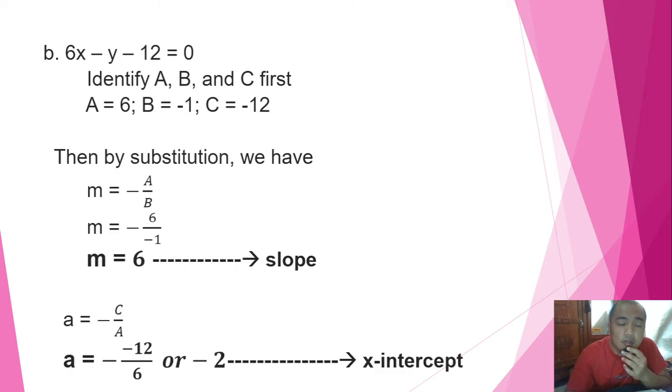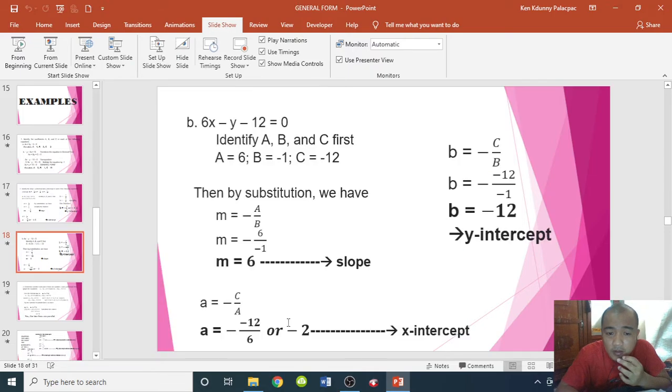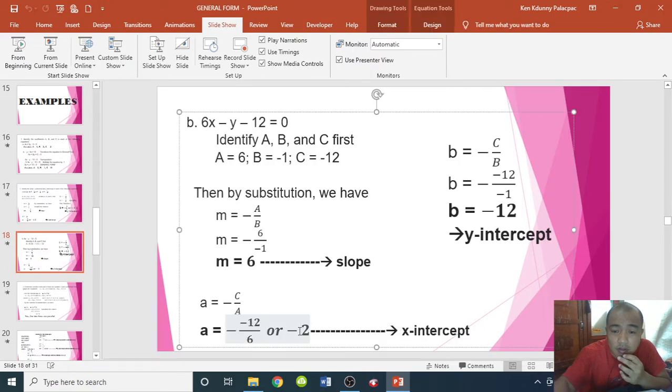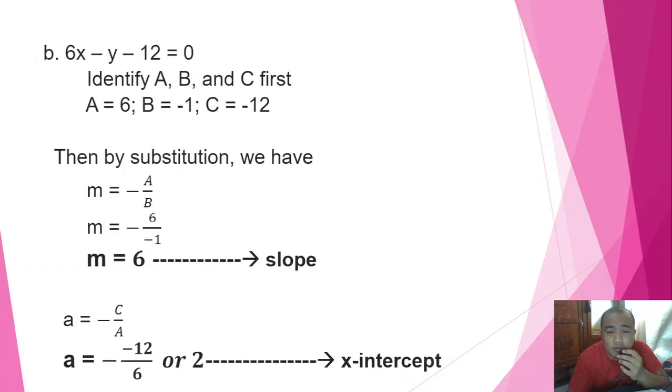Wait, is it negative 12 over 6? It should be positive 2, right? I think it's positive 2. Yes, positive 2. So the x-intercept is positive 2. Negative 12 over 6. Okay, positive 2. How about the y-intercept?